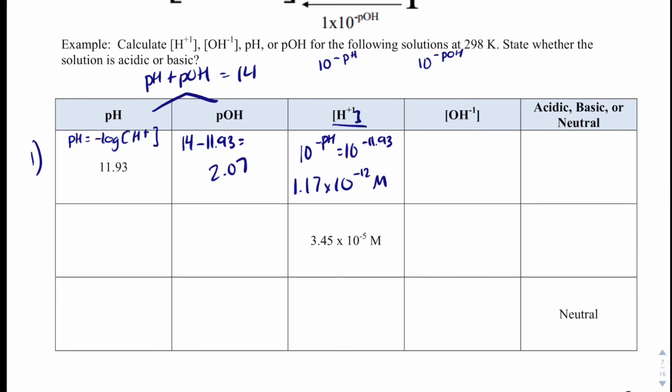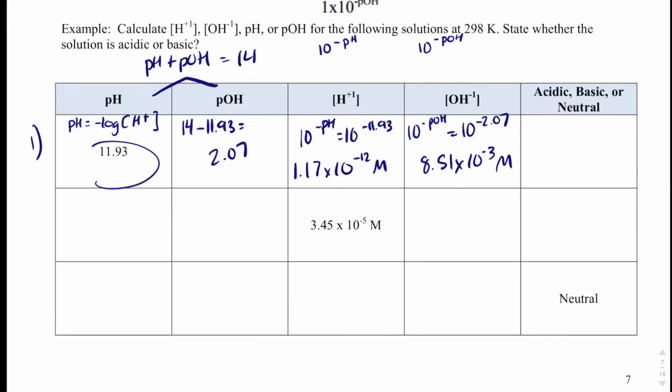Okay, brackets mean molarity. I know we haven't used molarity all that much, but molarity will come back and be important. With hydroxide, we have 10 to the minus pOH. This will be 10 to the minus 2.07, which is 8.51 times 10 to the minus 3rd molar. pH is greater than 7, and like we said on the very first page of these notes, when the pH is greater than 7, this will be basic.